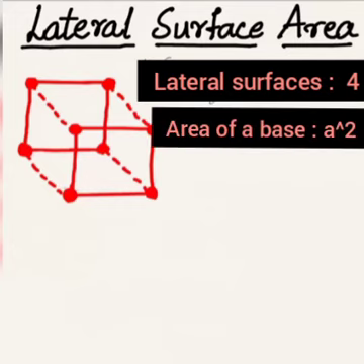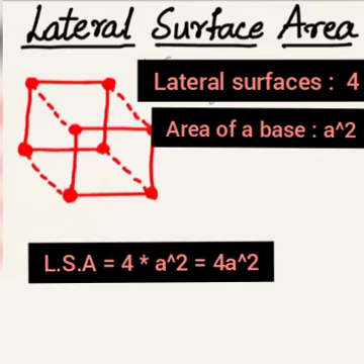Now, in order to find the lateral surface area of a cube, we have to multiply the number of lateral surfaces with the area of the base. Hence, the lateral surface area of the cube is equal to 4 into A square, which is 4A square.